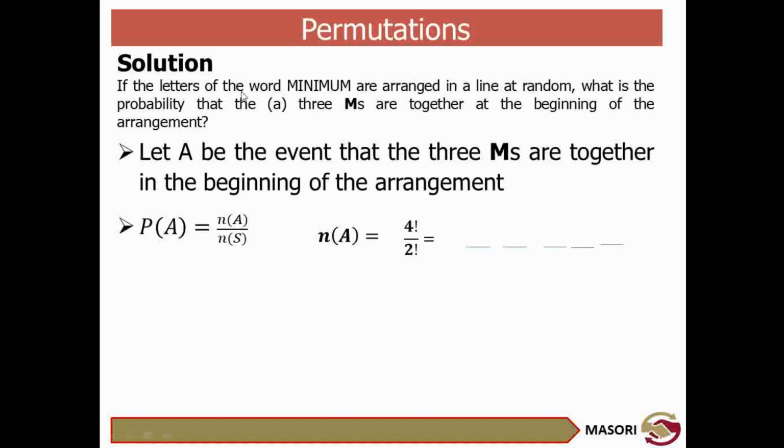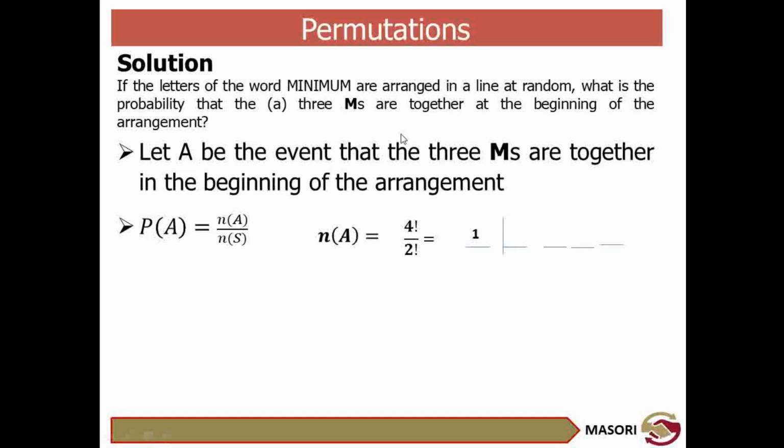So we know that this is 4 factorial over 2 factorial. Because if the 3 M's are together in the beginning, then we are fixing the M's. And once you fix them, they can only be arranged in one way, because they will be placed at the beginning of the arrangement and will not move to any other part. Now, once we remove the three M's and put them here, what is remaining is I, N, I, and U. So we are remaining with 4 letters.